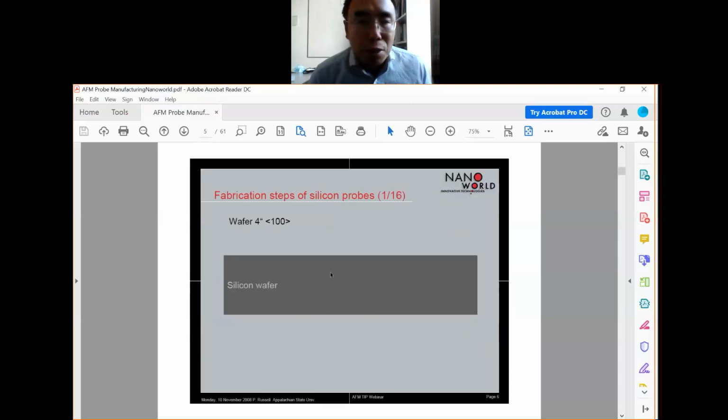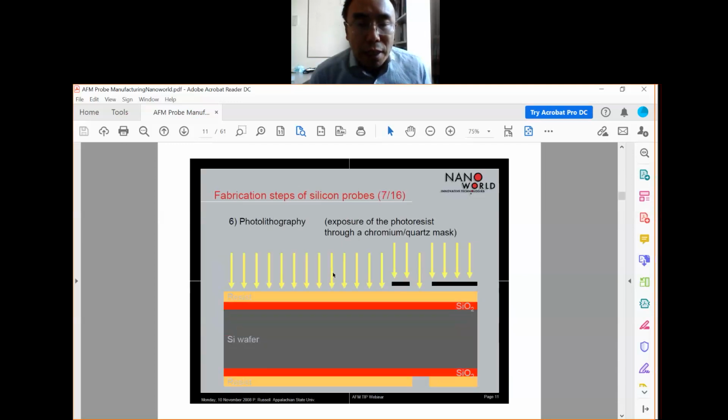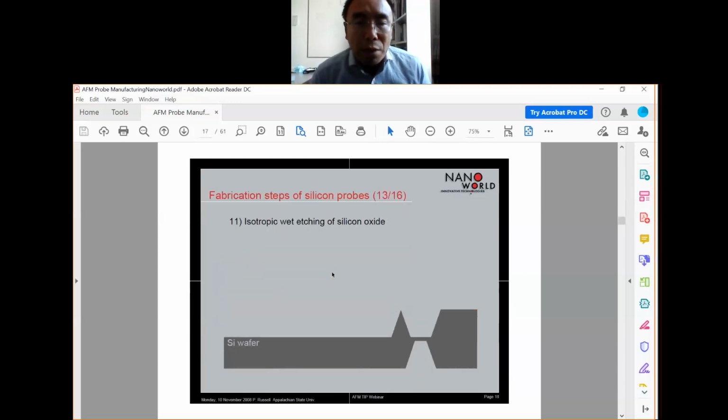This one is the etching process. You can see the details later on. This is the etching process.